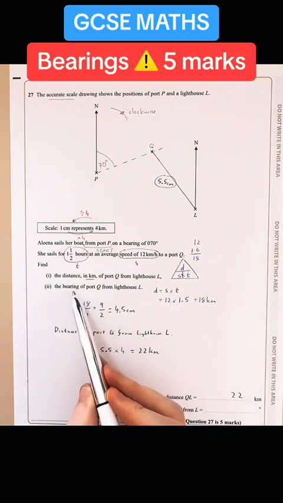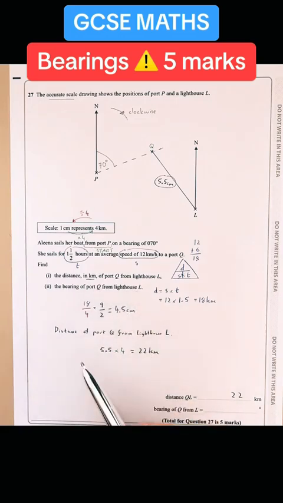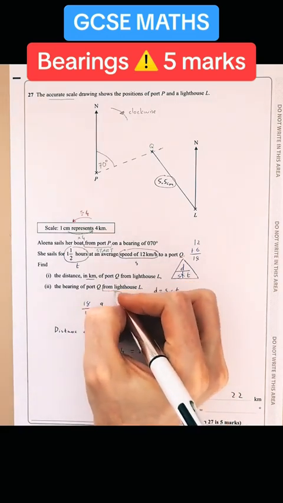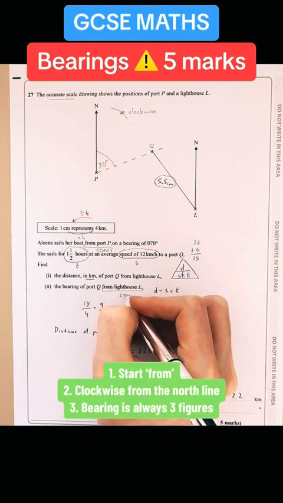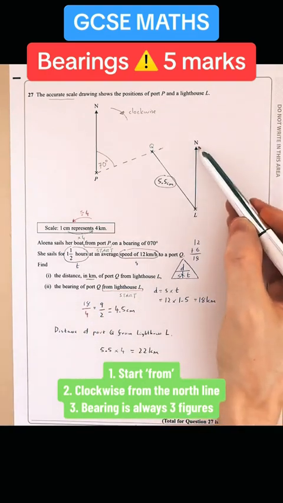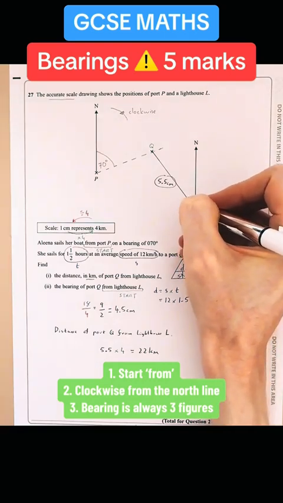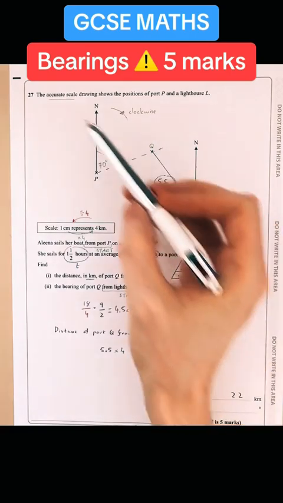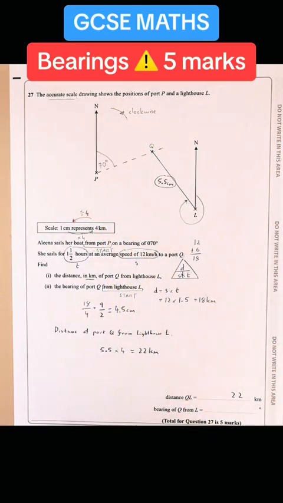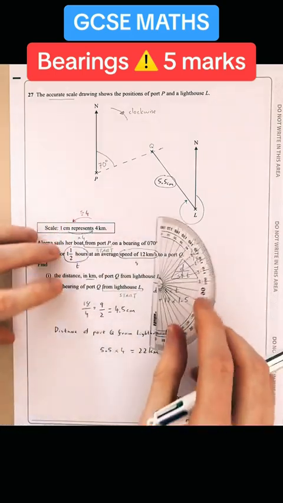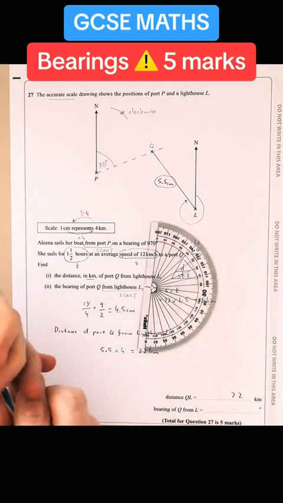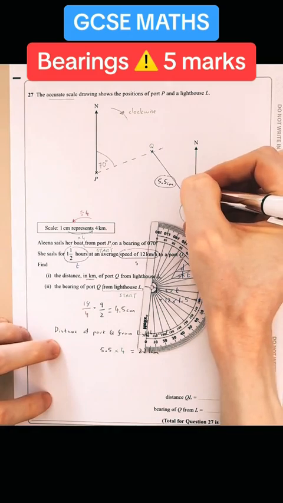I now want to find the bearing of Port Q from lighthouse L. Again, with bearings, we always start from the word from. Therefore, starting from L, we always go north. We always measure clockwise until we reach the bearing of the line, in this case, our line to Q. Again, as it's accurately drawn, we can use our protractor. As most of us have only a half protractor, in this case, it's much easier to measure the small angle.